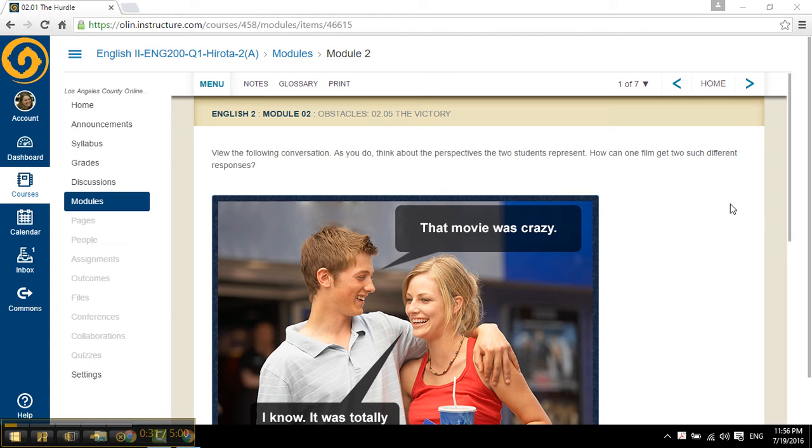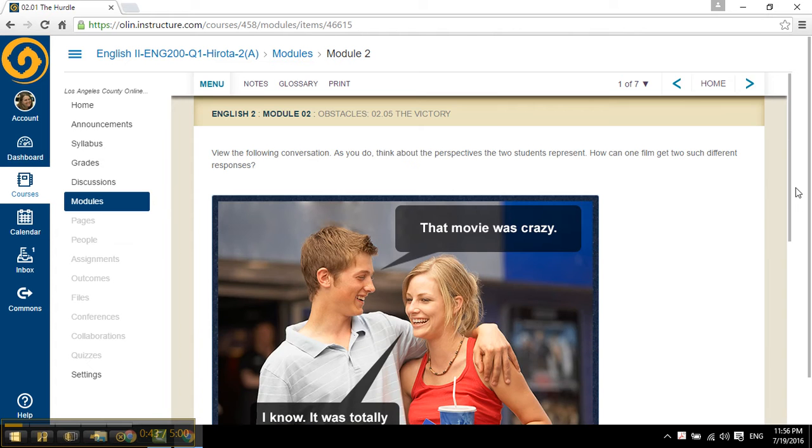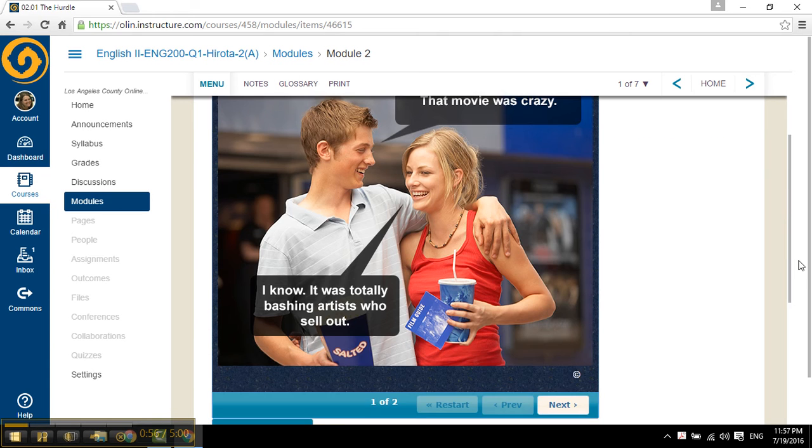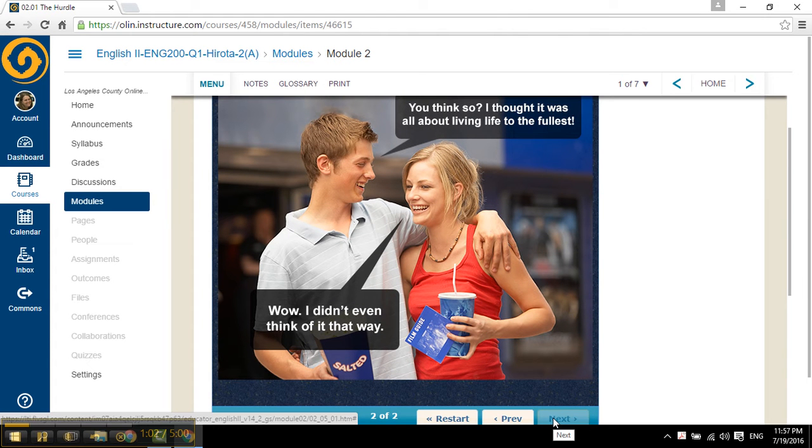The objectives for this unit, or module, are increase understanding of the prompt, identify topics, gather information, and I'm going to add complete your novel. You need to read through this little quick information here. It says, view the following conversation. As you do, think about the perspectives the two students represent. How can one film get two such different responses? So they're talking about a movie, and you just need to click the next button so that you can read their whole conversation. It's just 2 slides, so watch the whole thing and then go to page 2.